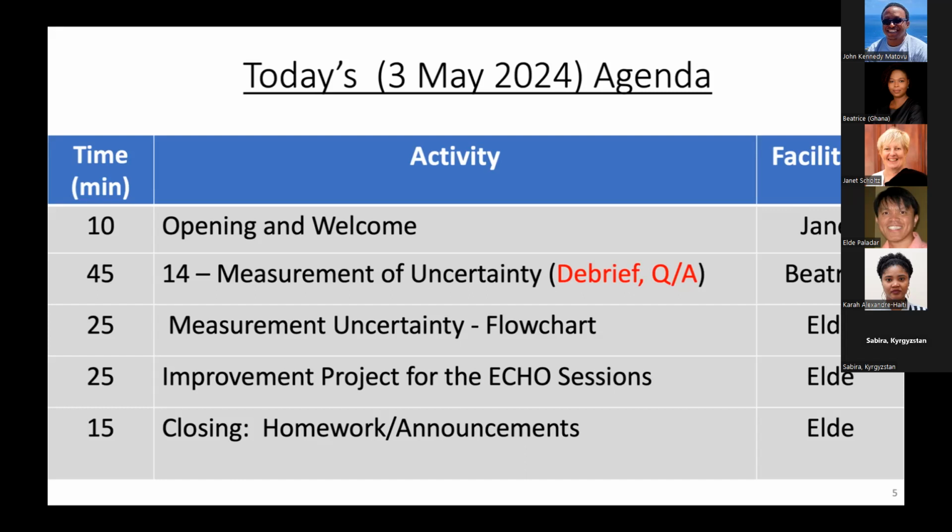So I think this being our last session, really, we're going to be focusing on our improvement project. So well done to us all. That was the end of our first official homework, or the end of our official homework.